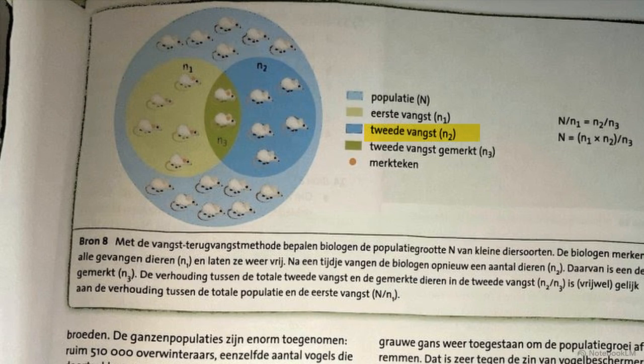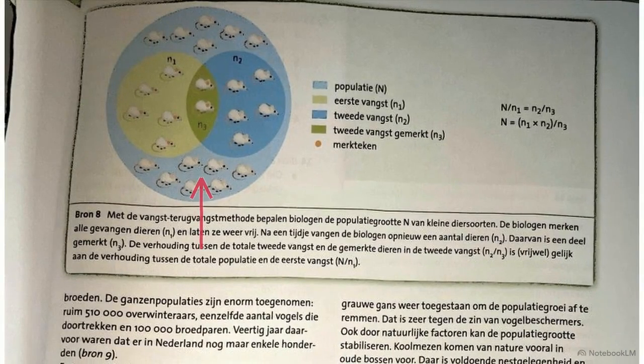After allowing the animals to mix, you perform a second catch. N2 is the total number of animals caught in this second round, regardless of whether they have a mark or not. The point of friction for many students is N3. This variable represents only the marked animals found within that second catch. It is the intersection of the two groups.